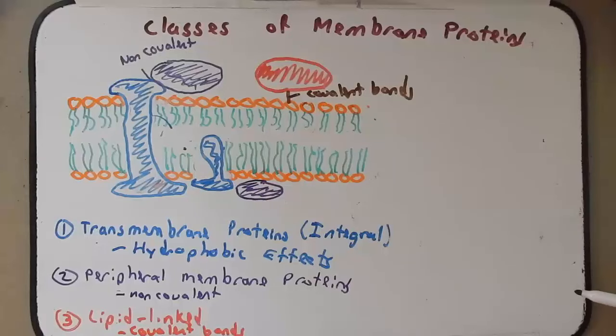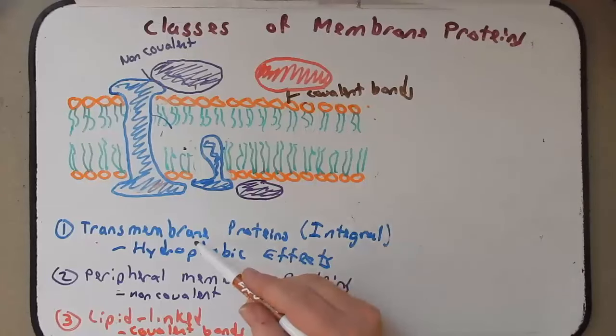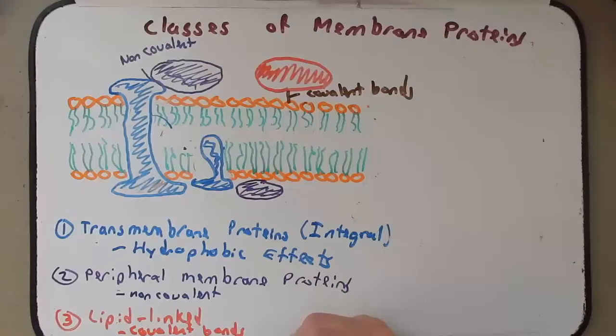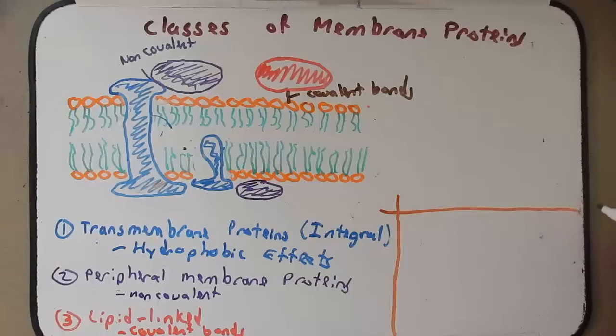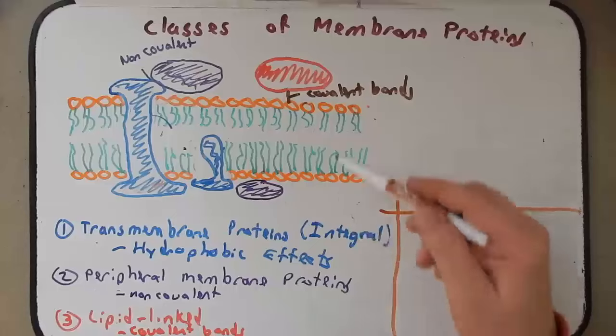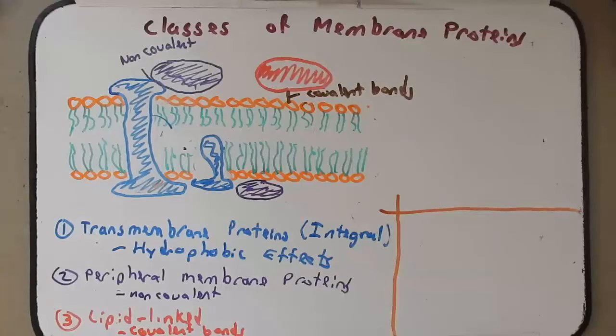Okay, let's say that you are a protein biologist and you're trying to figure out if the protein you're studying is a transmembrane protein, a peripheral membrane protein, or a lipid-linked protein. What you might do is apply certain chemicals to your cells to determine if the protein will be released from the membrane.